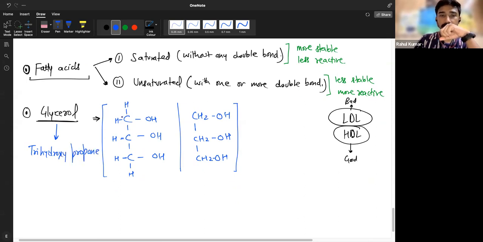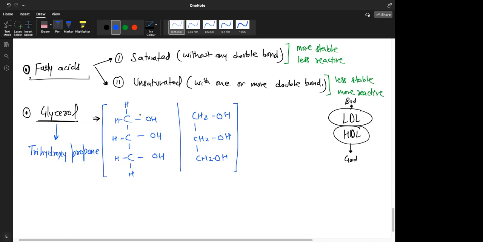Propane, because 3 carbons are there (eth, meth, prop) and all are single bonds, so it will be propane. If there is a double bond, then it is propene. If there is a triple bond, it is propyne. Rules of chemistry, right? I hope you know this. Please go back and brush up a little.